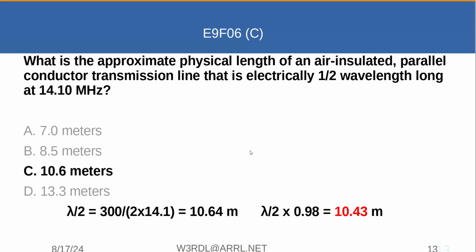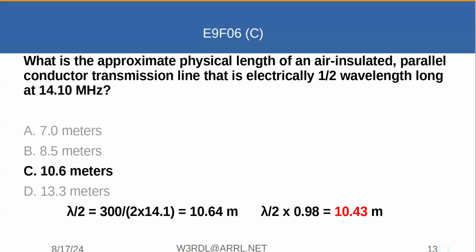Where did you get the 20 meters? 14 megahertz divided into 300. Gotcha. Remember that formula? 300 divided by the frequency in megahertz gives you the wavelength in meters. So if you do 300 divided by 14.10, divided by 2, it comes up exactly 10.6. I see. It's close to the actual formula.